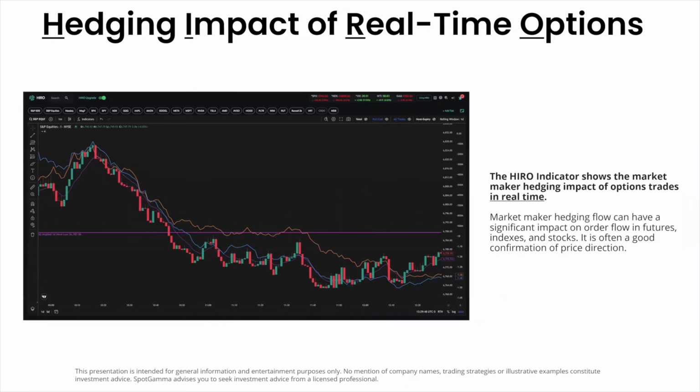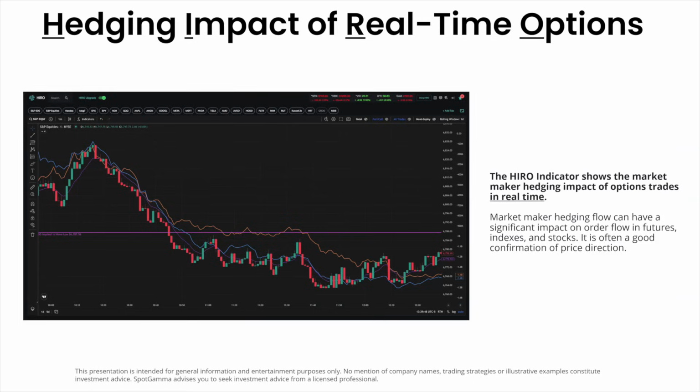The SpotGamma HIRO indicator shows the market maker hedging impact of options trades. It is also proprietary to SpotGamma and is updated in real time. Market maker hedging flow can have a significant impact on price. This chart shows calls and puts separately for a combined signal of all of the S&P 500 index stocks.